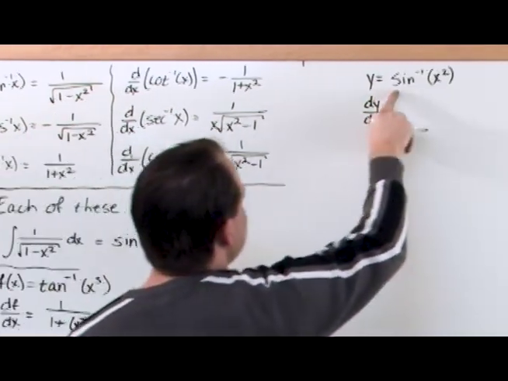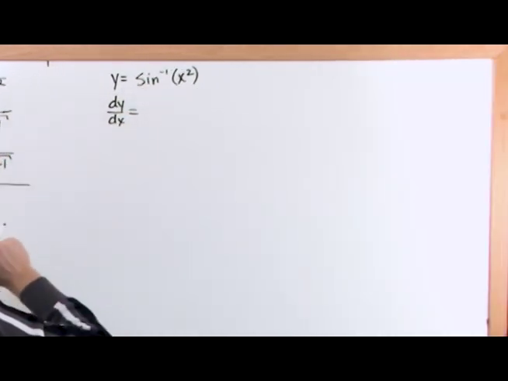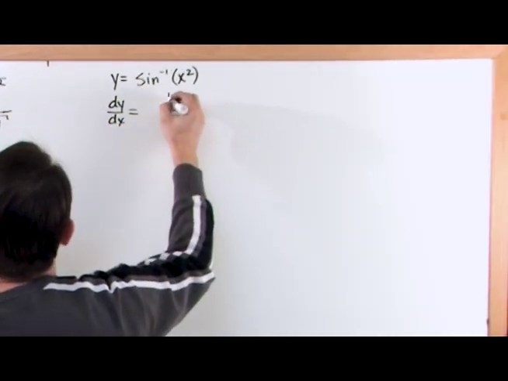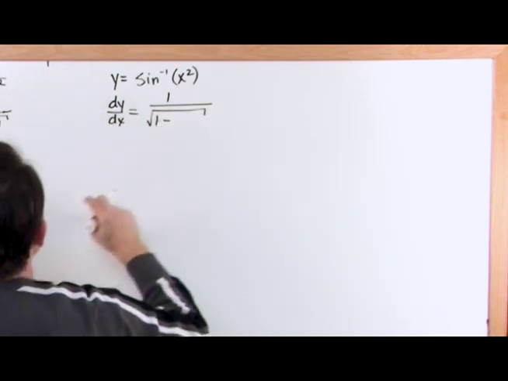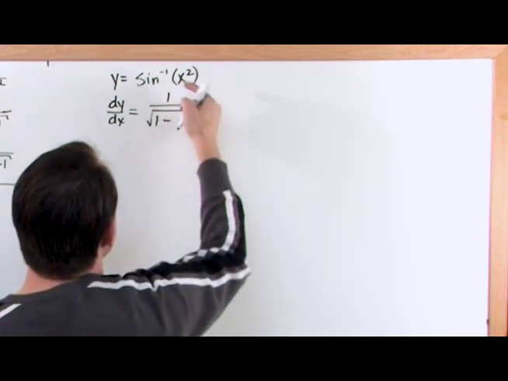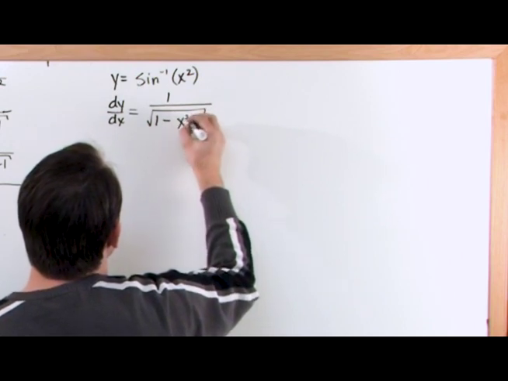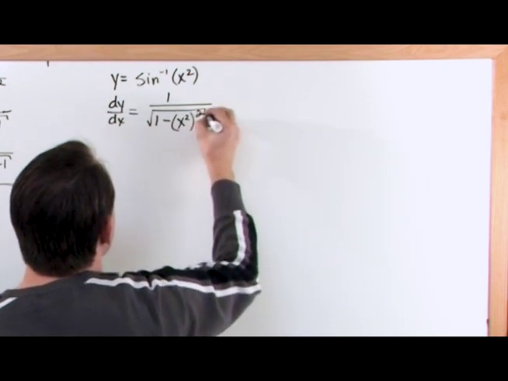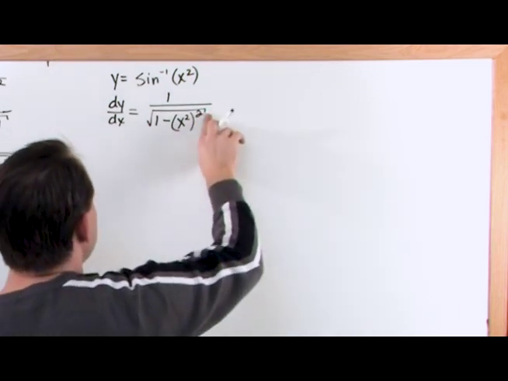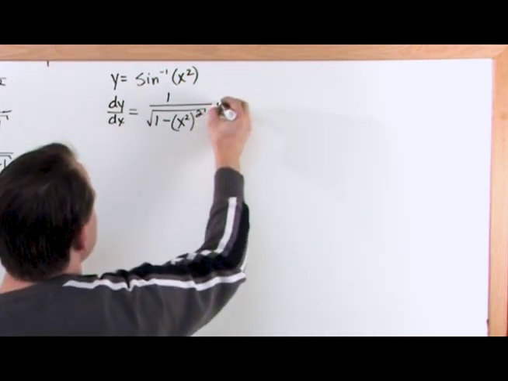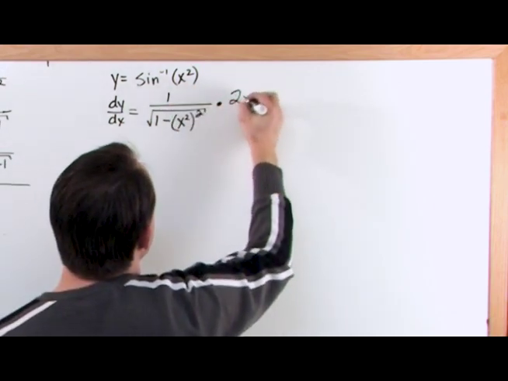But we're not given that. We're given a different argument. So the way you proceed is you say, okay, well, this is going to equal 1 over the square root of 1 minus x squared, but I'm going to use this argument, so it's going to be x squared, squared. The whole thing's going to be squared. And then you're going to multiply by the derivative of the inside, which is 2x, to make it complete.